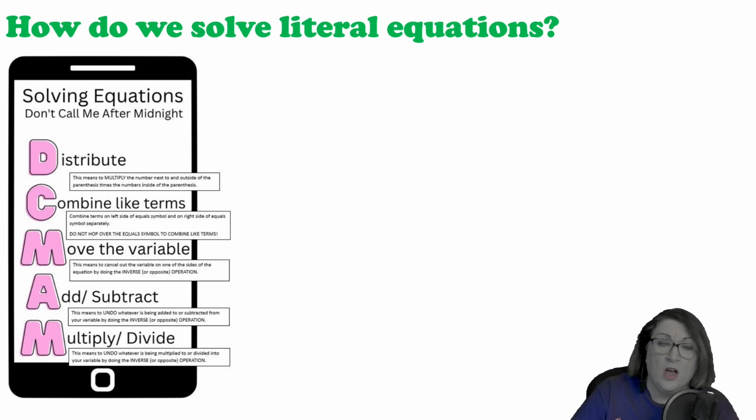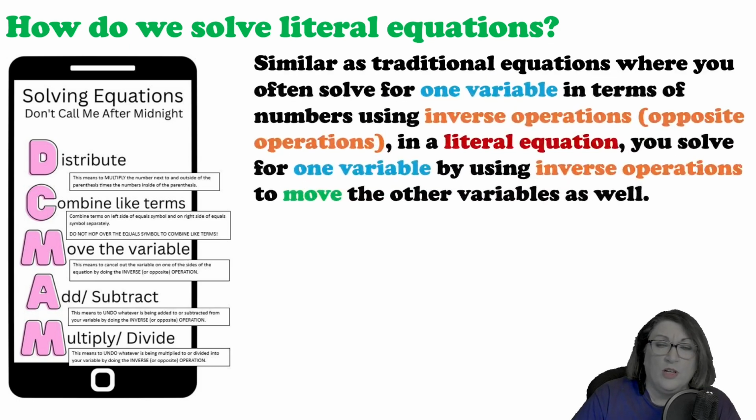So you can maybe understand how to work with these a little bit better. For literal equations, similar to traditional equations where you often solve for one variable in terms of numbers using inverse operations or opposite operations, in a literal equation, you solve for one variable by using inverse operations to move the other variables as well.